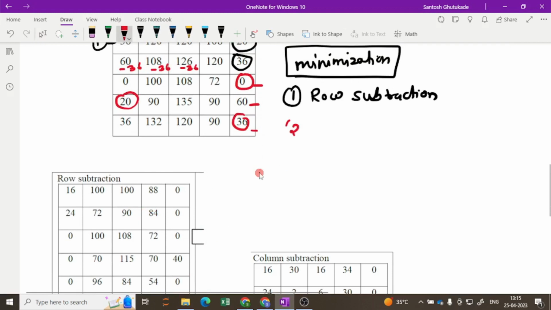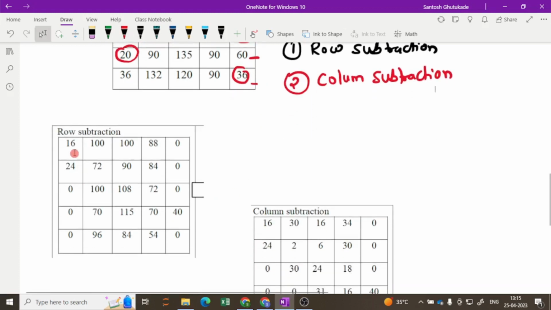After row subtraction, the next step is column subtraction. What do we do in column subtraction? In the first column, select the smallest value. Here the smallest value is 0, and subtract this value from all the elements. So 16 minus 0, 24 minus 0, 0 minus 0.